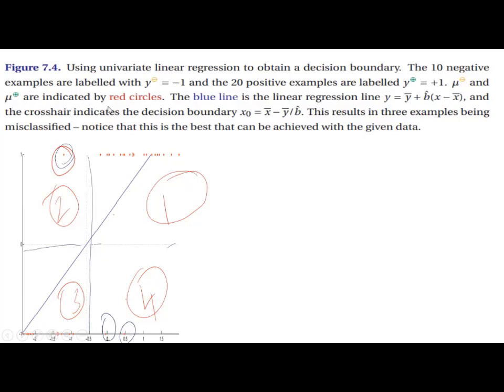Mu negatives and mu positives are indicated with red circles. The blue line is the linear regression line, y = y bar + b (x - x bar). And see, if we change b, the slope will change, right? This crosshair indicates the decision boundary. The decision boundary is x0 = x bar - y bar / b hat.